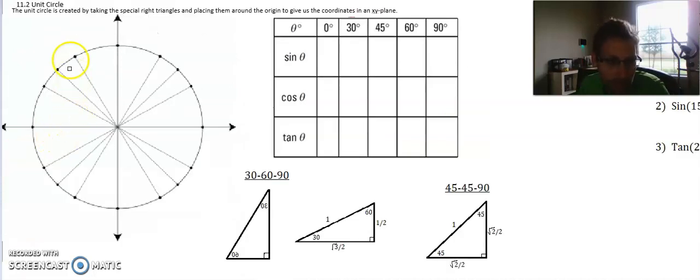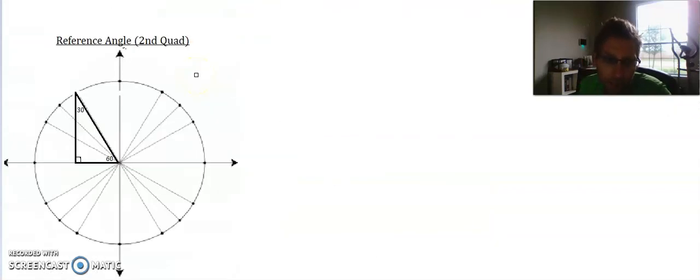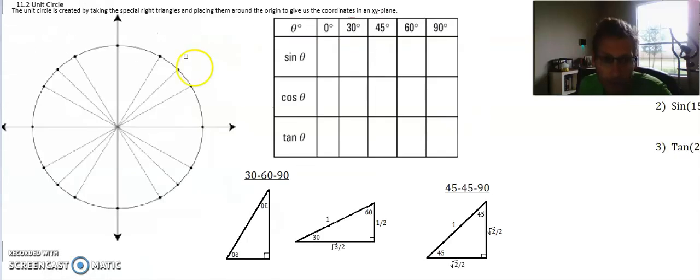Let's do the unit circle lesson. For this one, make sure that you know what a special right triangle is and that we learned what a reference angle is. I'm going to be talking about that in a little bit. It's in your notes though, so if you want to stop the video, you can look at it then.